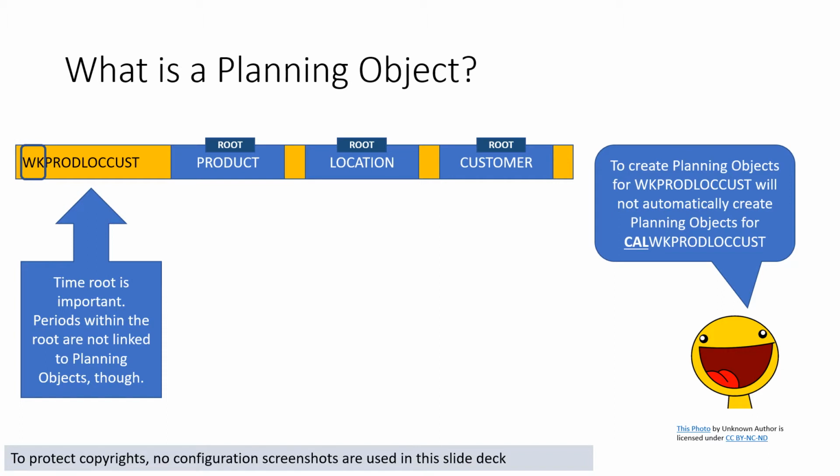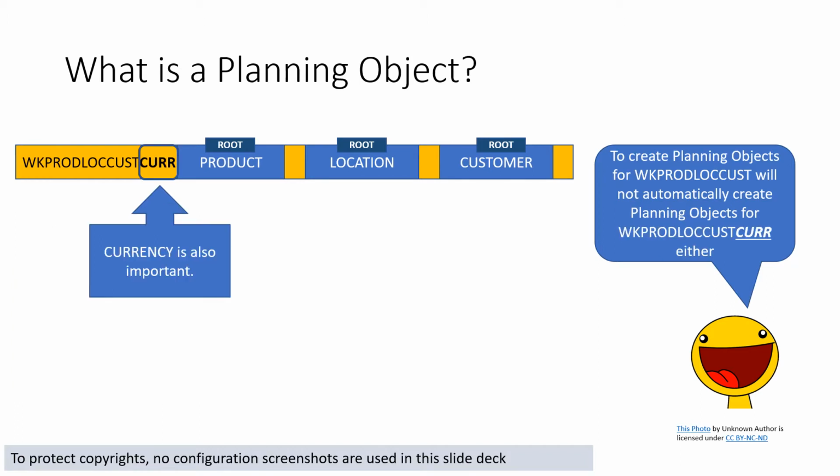To create planning objects for week, prod, load, cust, we will not automatically also create planning objects for cal, week, prod, load, cust. You have to make sure both are covered in your strategy. Currency is also important. Creating planning objects for week, prod, load, cust will not automatically create planning objects for week, prod, load, cust currency either. You must account for both in your strategy.